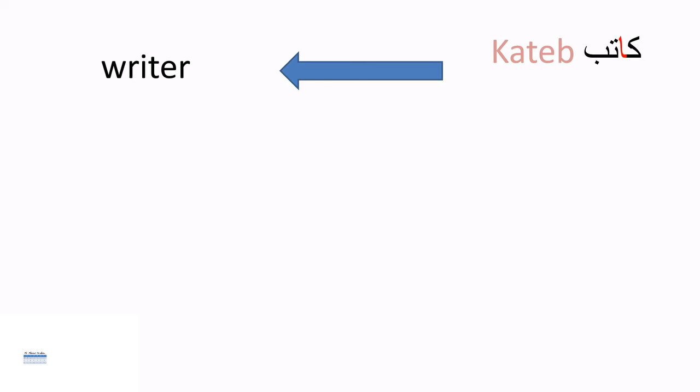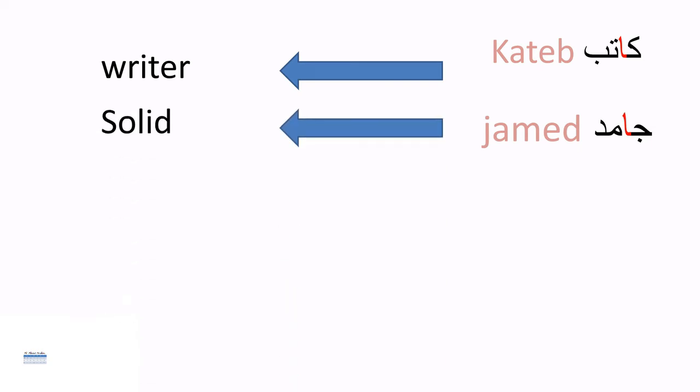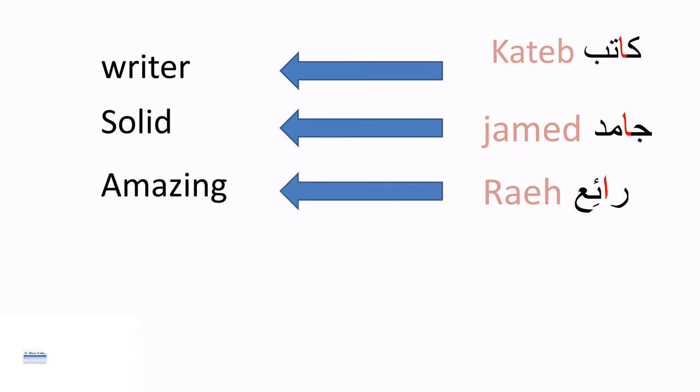The second example, jamid. Jamid means solid. And the third example, ra'i'. Ra'i' means amazing.